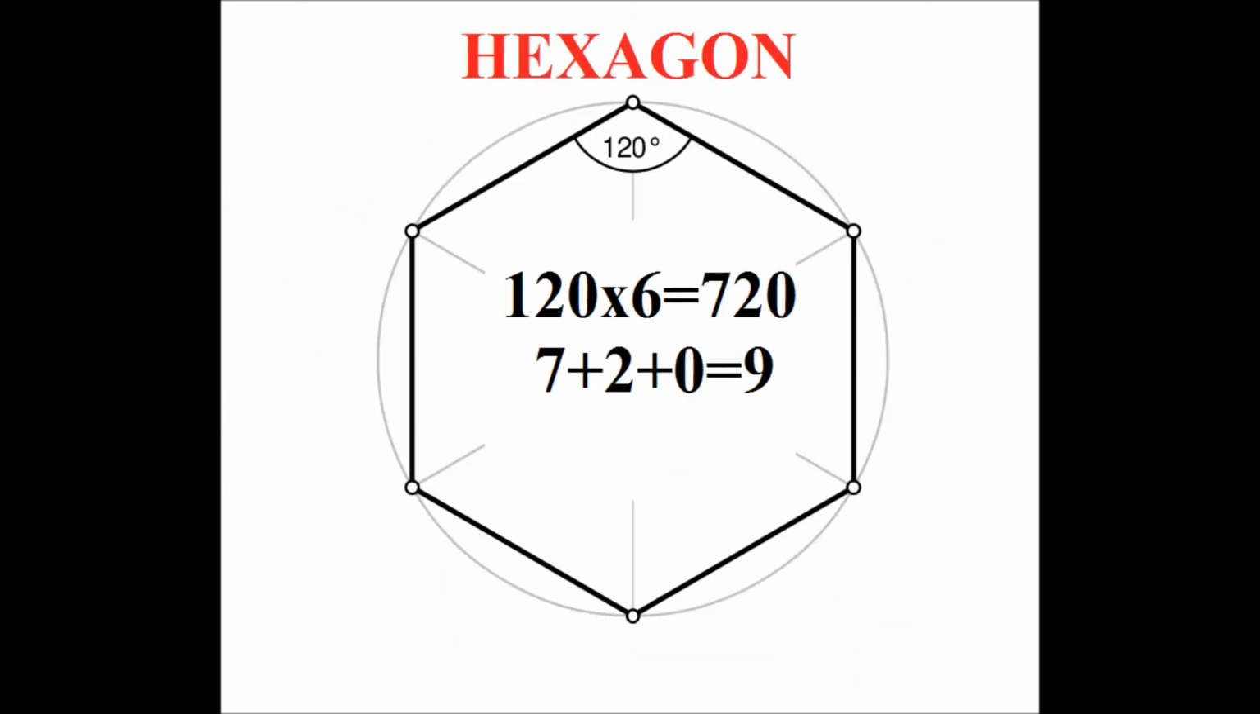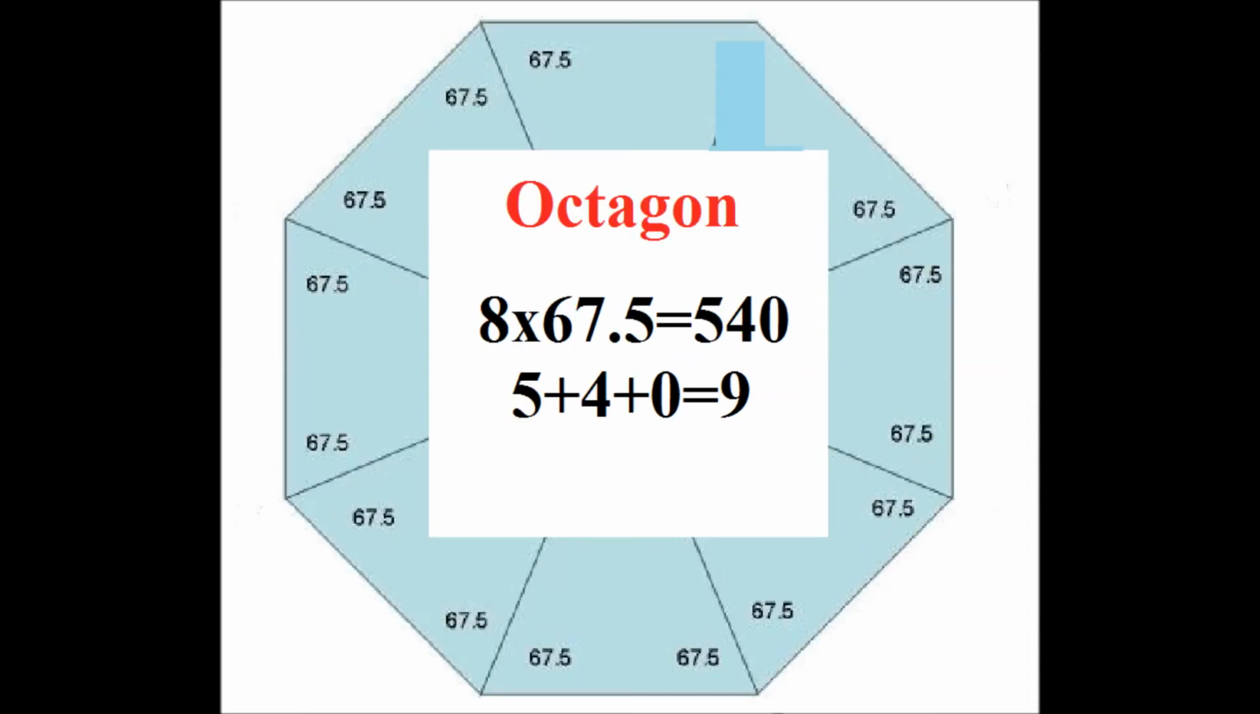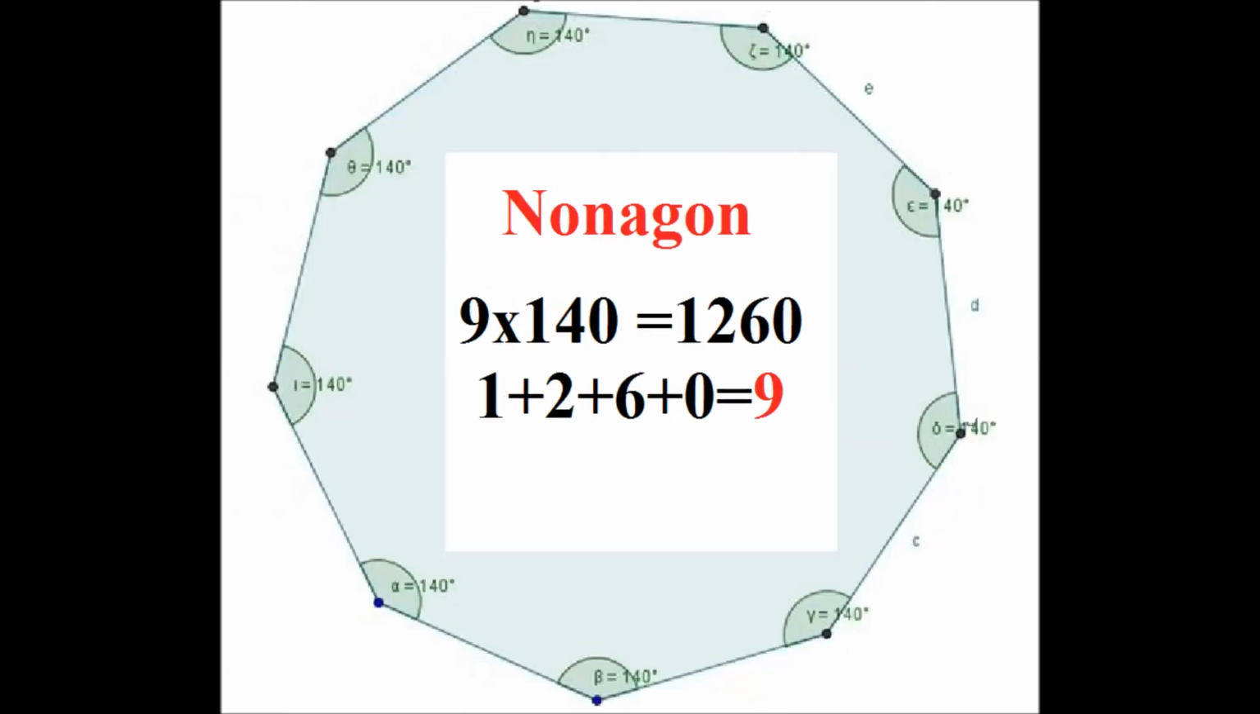Now, a 6-sided box, which is a hexagon, has 120-degree angles, and 6 of them total 720. But when you add up the 7, the 2, and the 0, it still equals 9. This big octagon box here has some real odd 67.5 degree angles and 8 of them, which totals 540. But when you put the 5, the 4, and the 0, you're still coming up with a 9.